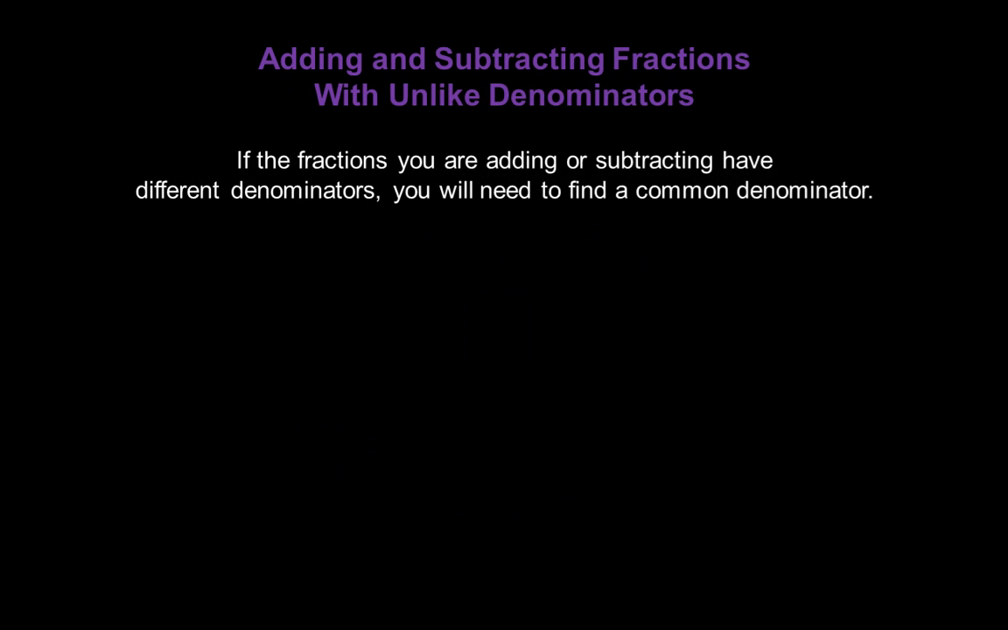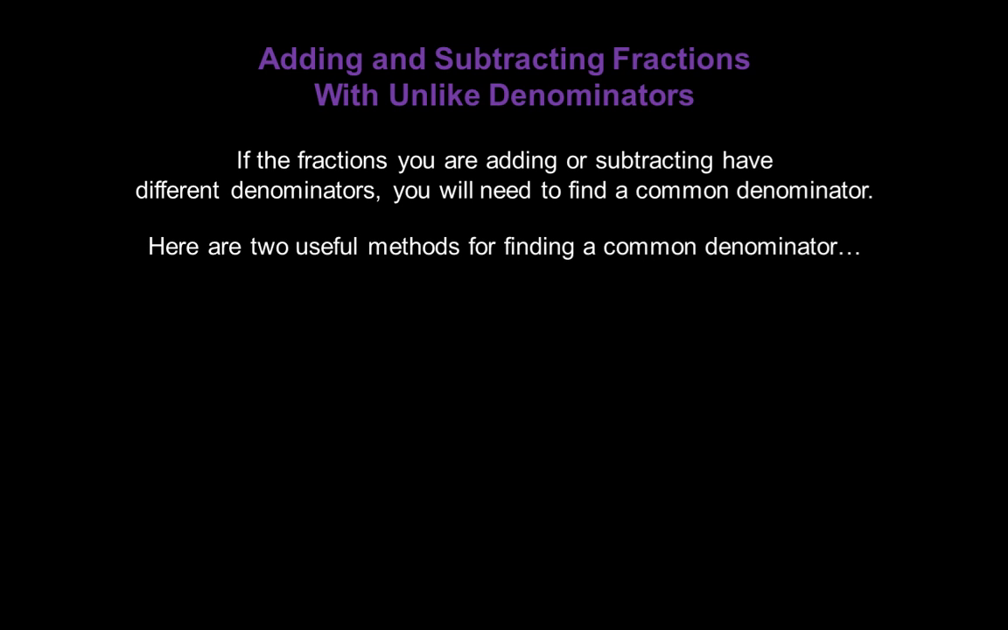Now let's add and subtract fractions with unlike denominators. If the fractions you are adding and subtracting have different or unlike denominators, you need to find a common denominator. And I'm going to show you two methods for finding a common denominator. Method 1, we're going to find the least common multiple of our denominators. That method is my favorite.